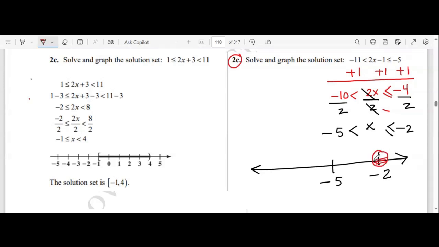Is it open or closed? To where? To negative infinity. And x is greater than negative 5. Open or closed? Open. Going to where? Positive infinity. Is this clear? No. Why? They both are negative. Because they both are negative.